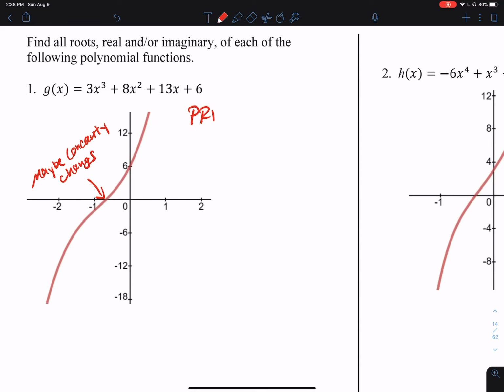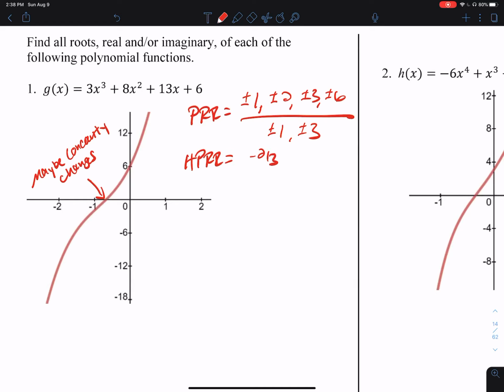Let's find the possible rational roots. Take the factors of 6, put them in the top of the fraction. Take the factors of 3 and put them in the bottom. The only real root that this has is negative, and it looks like maybe it's negative 2/3. So we do have an option for that. So I'm going to say that our highly possible rational root is negative 2/3. Now, if that's the case, either this is a rational root 3 times, or it's a rational root 1 time, and the other 2 are imaginary.